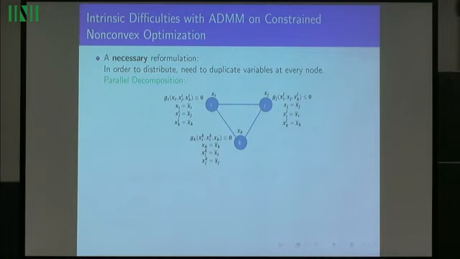The coupling is right here. So if I fix the bar variables, then all the nodal problem decouples, right? So then you can do parallel computation. So that's one way to duplicate variables.